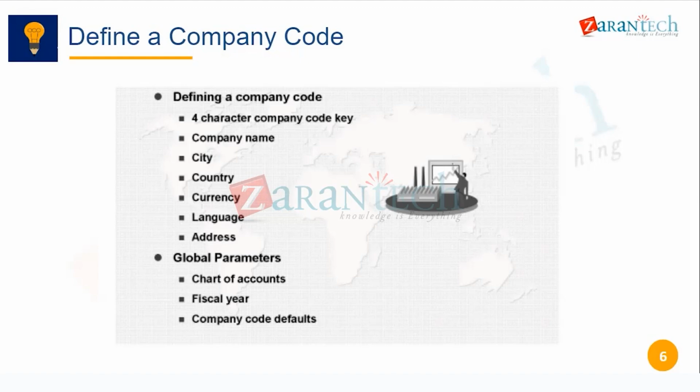Whenever you mention a country, it means this particular entity might be listed in that country, or it needs to generate accounting statements which need to be reviewed and follow the regulations of the country where it is established. It also needs to report in that country's currency, which is known as the functional currency for the company code. The language and the address denote where the office is located.